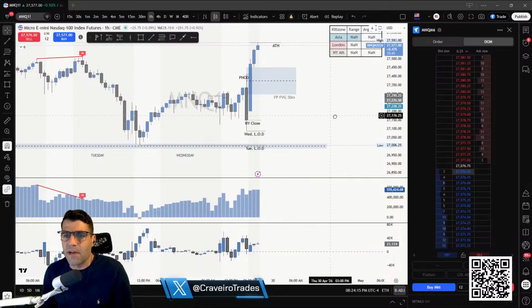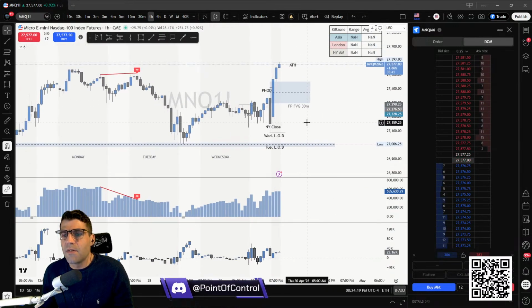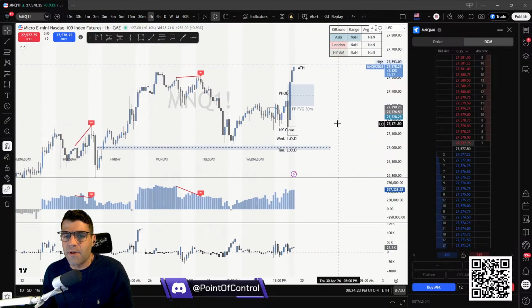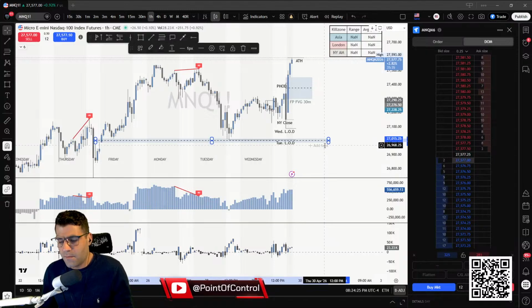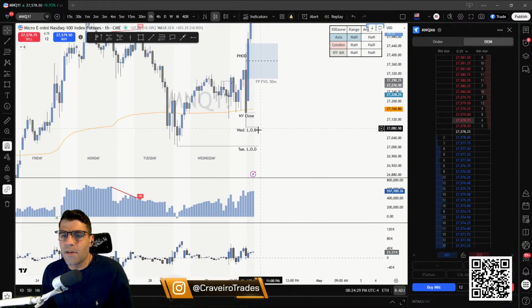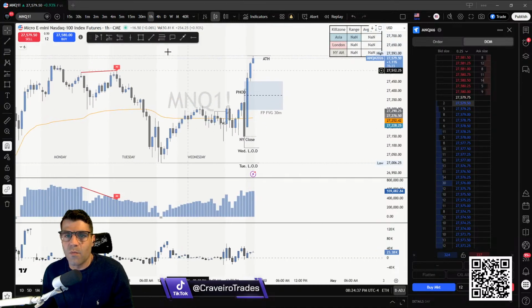I will strip down lower time frames and lower time frames until I get clarity. And here we are now looking at the 1-hour time frame, right? I've marked out Wednesday's low of day, Tuesday's low of day, and the New York closing price from this session today on Wednesday.